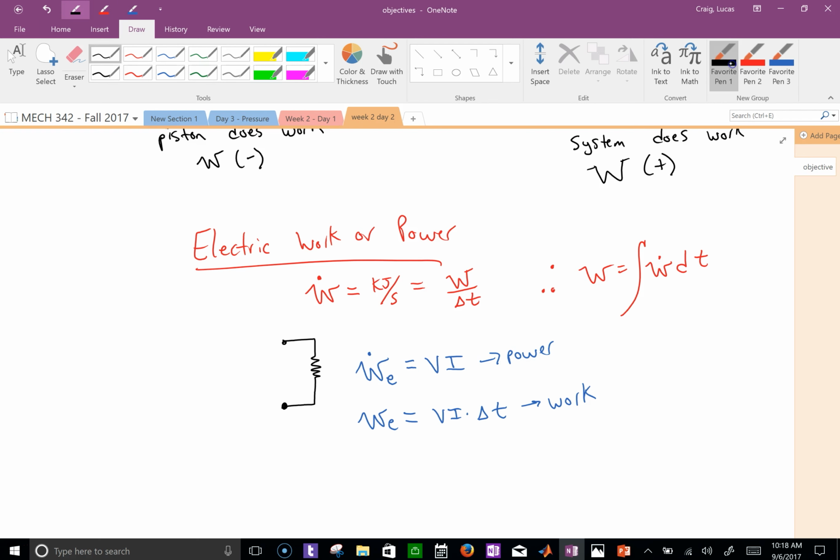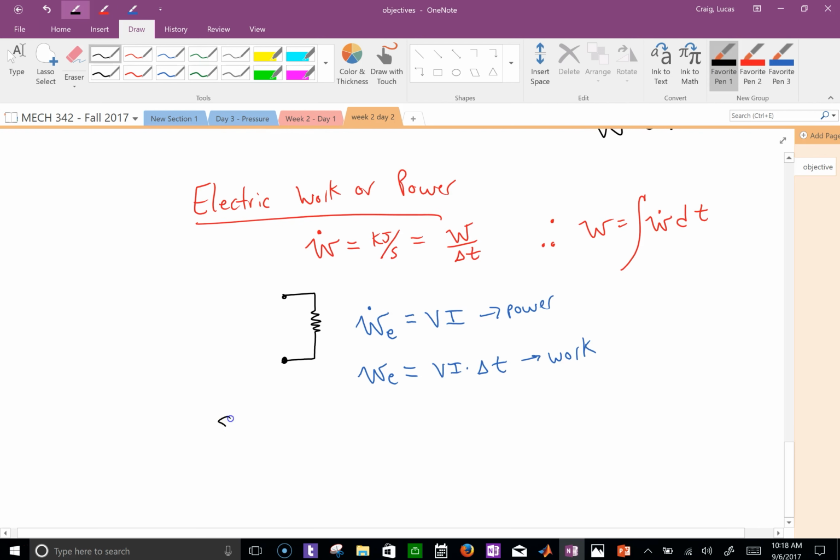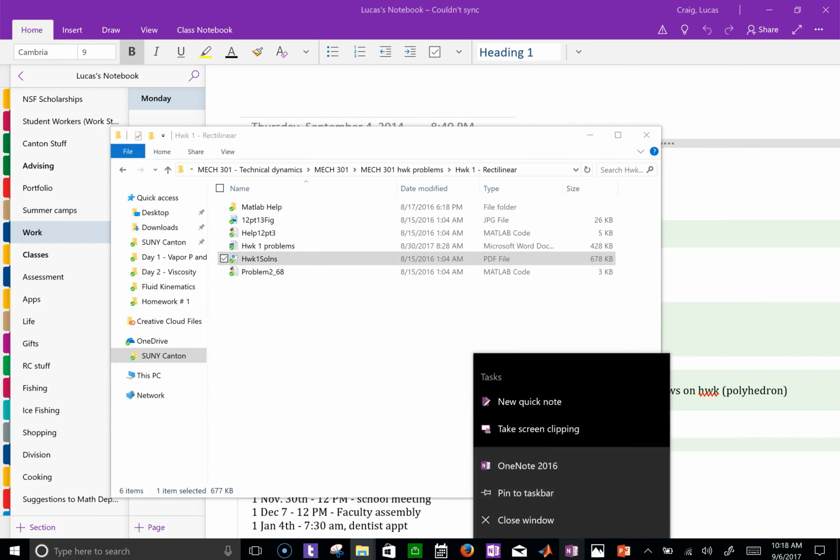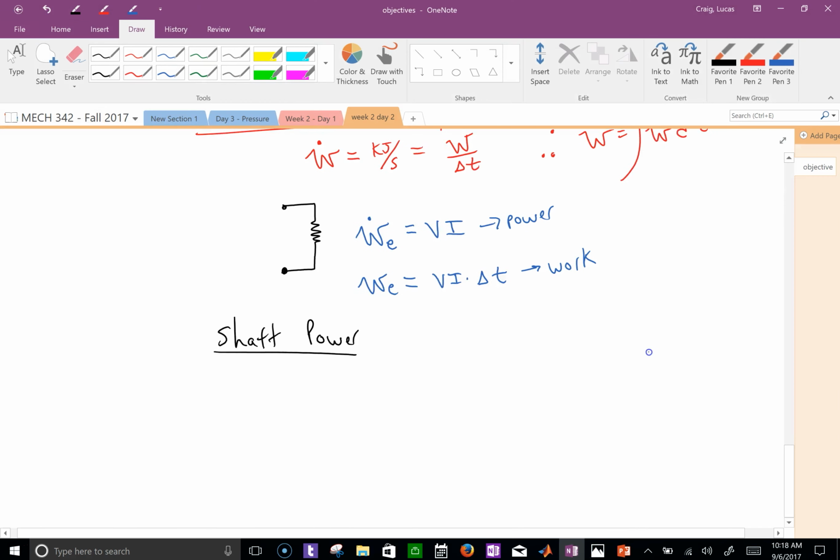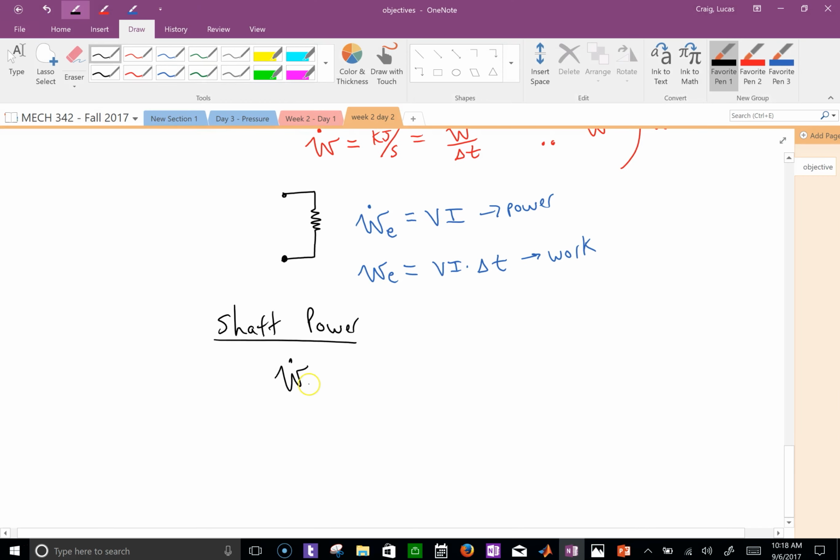And then the last thing I want to talk about is shaft power or work. It doesn't really matter because you can get either one. So I'll call shaft work WS, and that's 2 pi N dot times T. This is RPM. This is your torque.